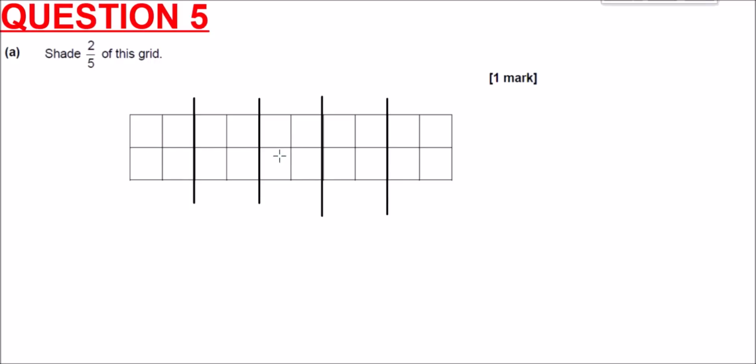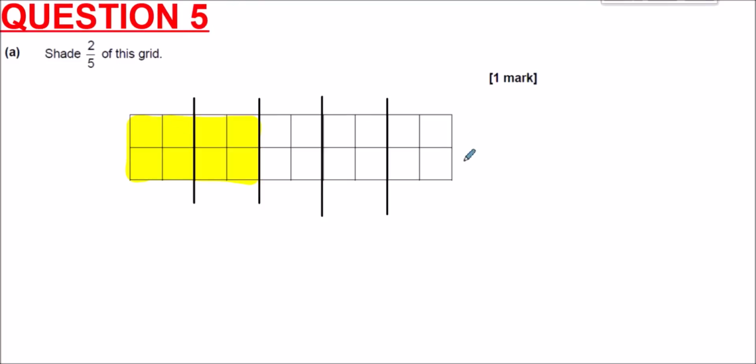1/5, 2/5, 3, 4, and the fifth at the end. So because we want 2/5, all we need to do is to shade in 2 blocks out of these 5. And so what we're after here is actually just 8 squares. So 8 squares need to be shaded in.